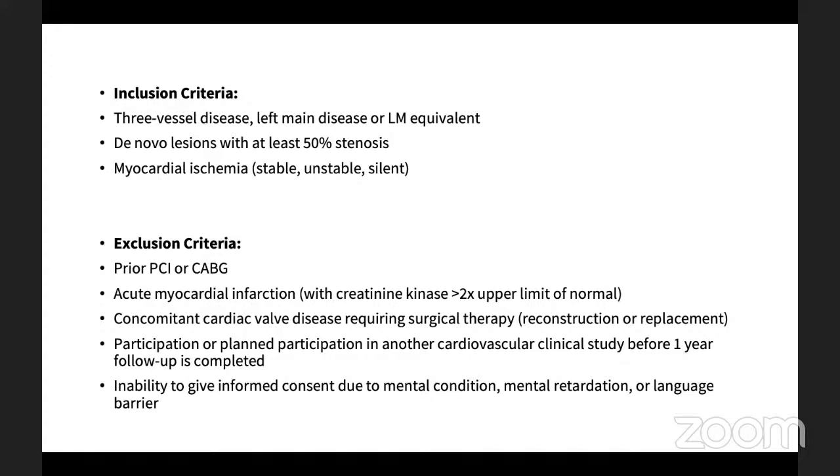Basically, any patient with three-vessel disease, left main disease, or left main equivalent was enrolled. They had to have a de novo lesion with at least 50% stenosis and myocardial ischemia, but it had to be stable. So those patients who had acute coronary syndrome, acute MI, previous PCI or CABG, or any concomitant cardiac surgery were excluded. So if you look at the inclusion criteria, you'd imagine a lot of patients will be eligible to be enrolled in this randomized controlled trial.